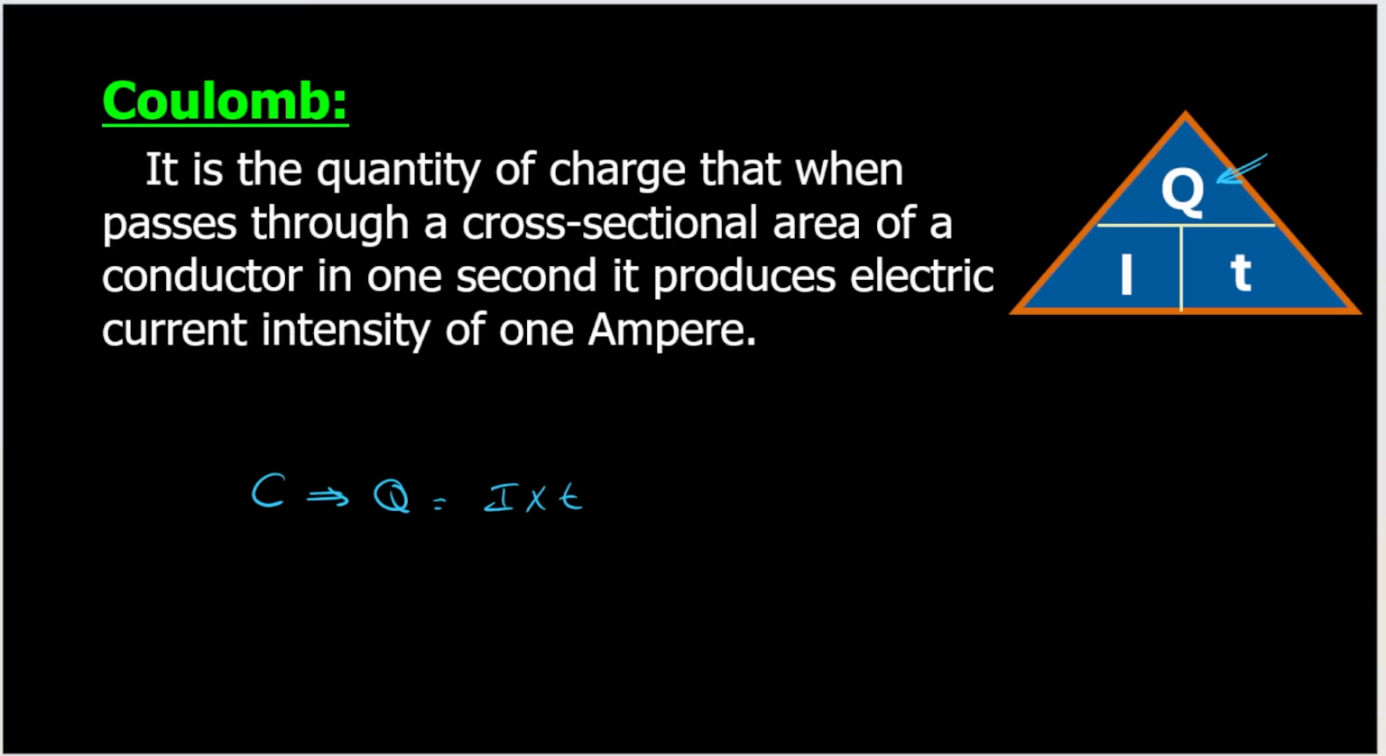So what's meant by coulomb? Coulomb is the quantity of charge which, when passed through a cross-sectional area of a conductor in 1 second, will create a current of intensity of 1 ampere. This is the definition. So what's meant by coulomb? It is the quantity of charge, which is Q, that when passed through a cross-sectional area of a conductor in 1 second, this is time, produces electric current intensity, this is I, of 1 ampere.